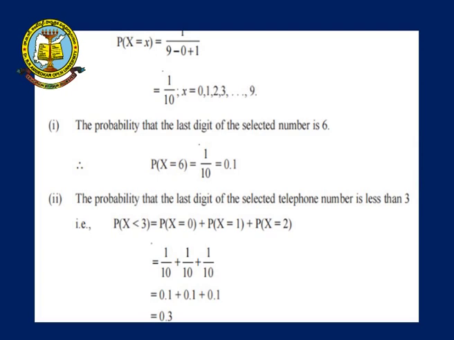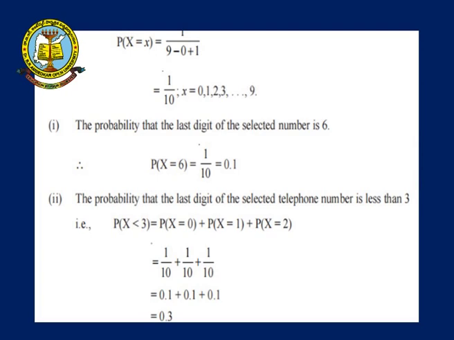Now, coming to the second bit: the probability that the last digit of the selected telephone number is less than 3. Less than 3 means we can write the probability of X less than 3. That is the probability of X equal to 0, plus the probability of X equal to 1, plus the probability of X equal to 2 only. Strictly, they say less than 3.